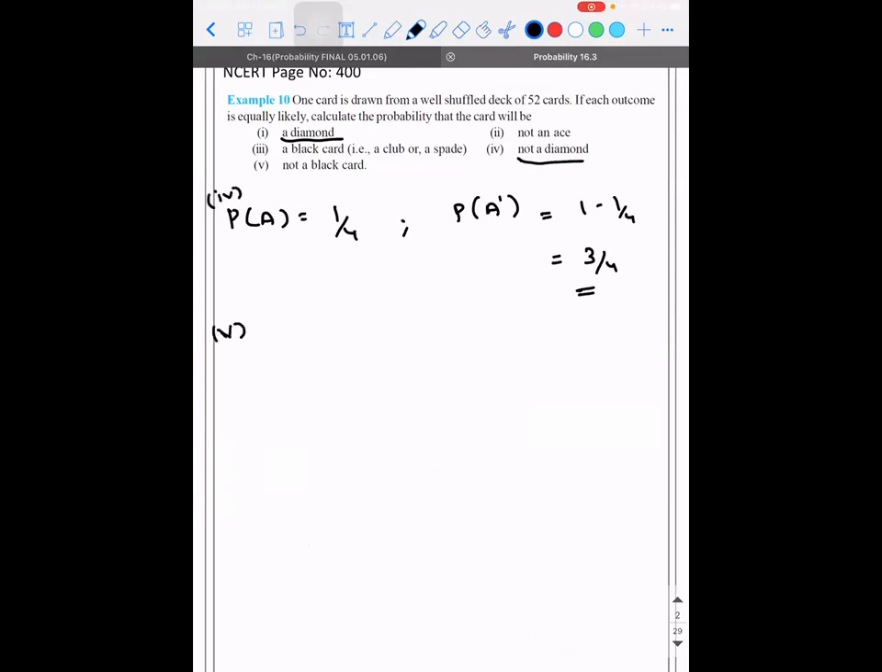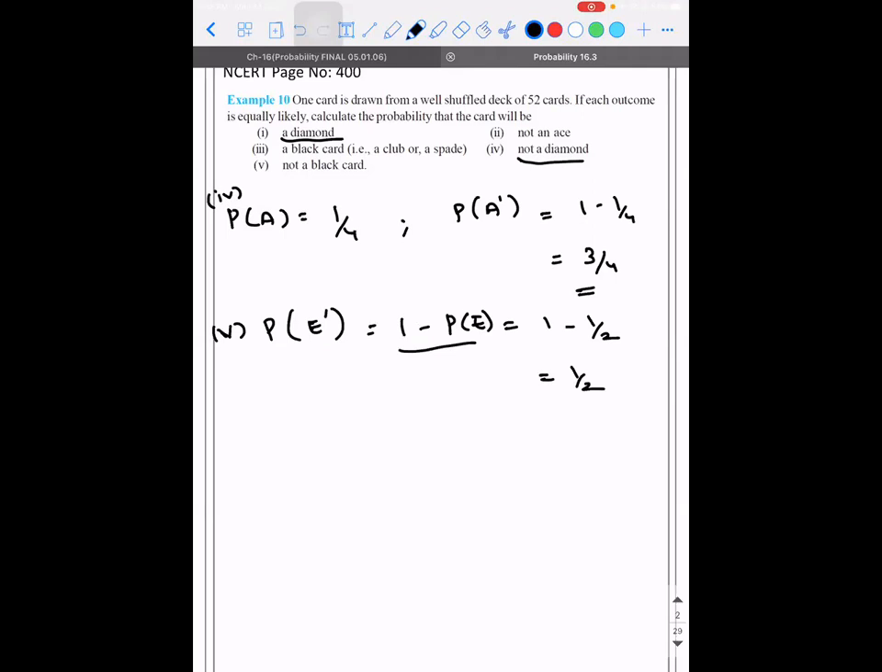Fifth one is probability of not getting a black card. 26 by 52. So let me introduce an event. I'll call it as E dash. That is nothing but 1 minus probability of E. That is 1 minus half. So there are two ways to approach this. You can either apply this 1 minus probability of E, or when they say not getting a black card, obviously you're going to get a red card.